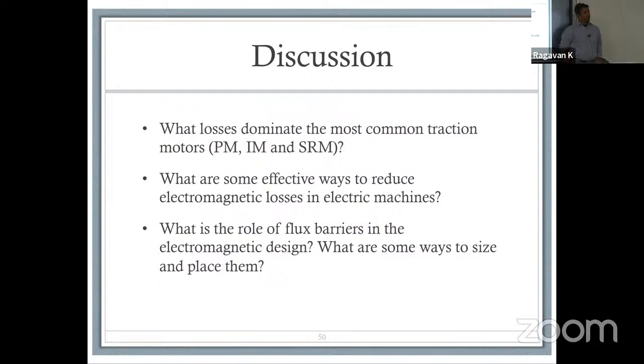Right. Look at how the flux distribution is, and we try to make the barrier follow those flux lines in order to achieve high saliency. So that's fantastic. Did you do that manually, or was it an automated process?